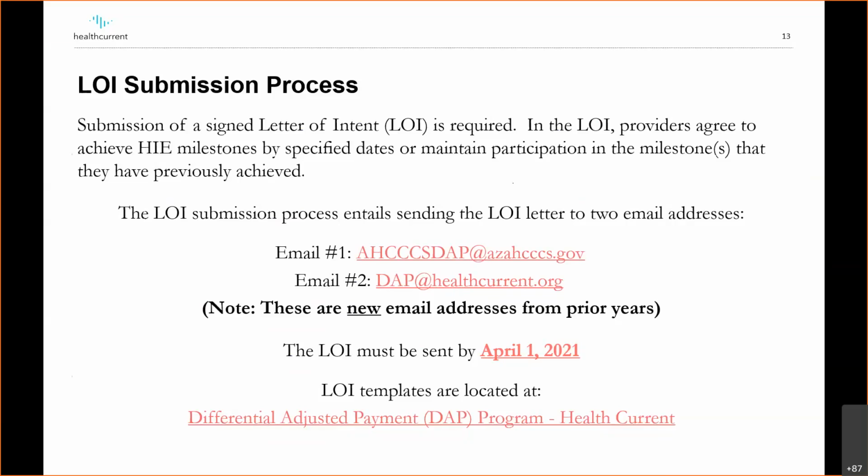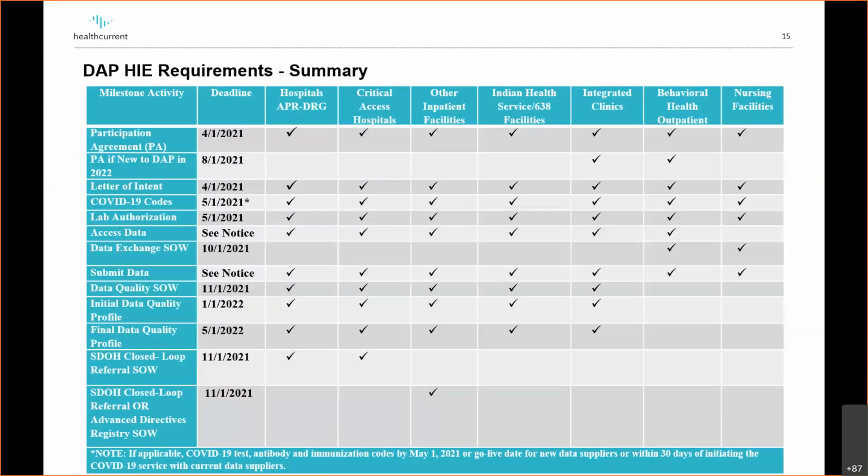We do have LOI templates located on the Health Current website. We try to make it fairly easy to navigate, and if you just look where your provider type is, there will be a link directly next to it with the LOI type that needs to be submitted. Okay, go ahead and go to the next slide.